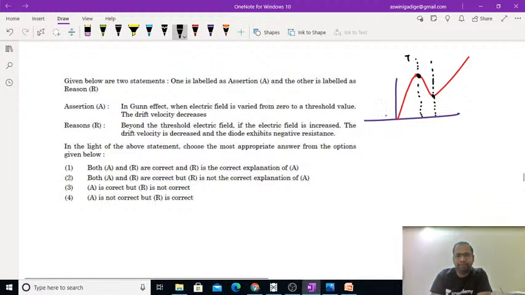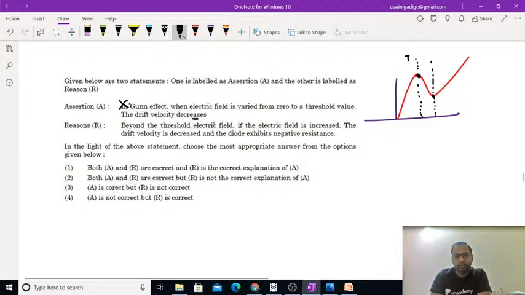So when electric field is varied from 0 to threshold, the drift velocity decreases. If the drift velocity decreases, then how come the current increases, guys? If the drift velocity of the electrons decreases, then how come the current increases? Correct? So it won't decrease. That means the assertion is wrong.